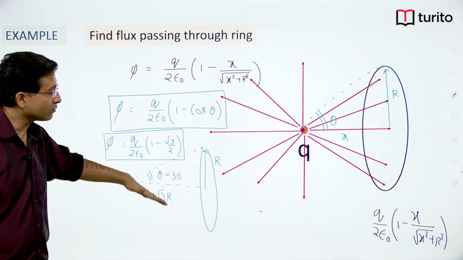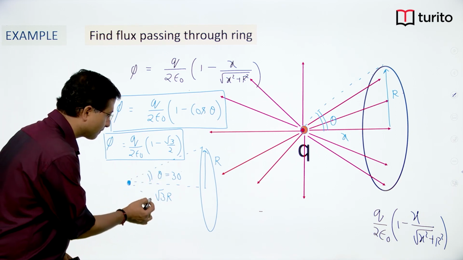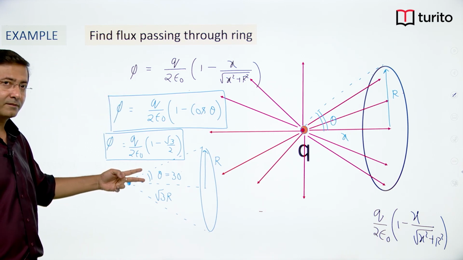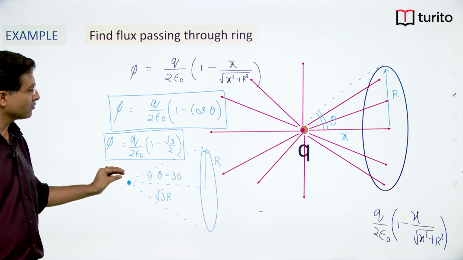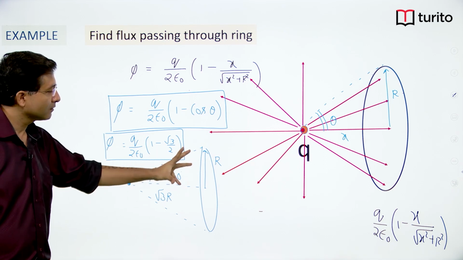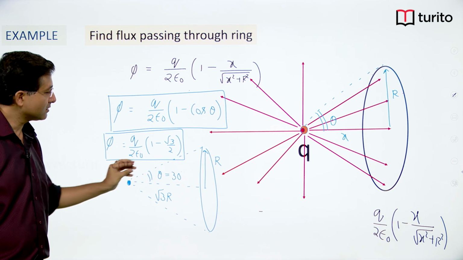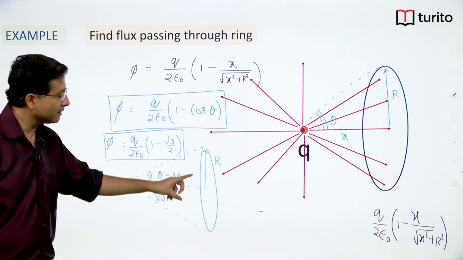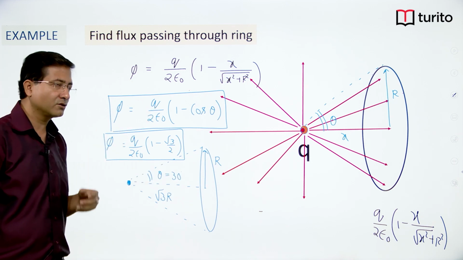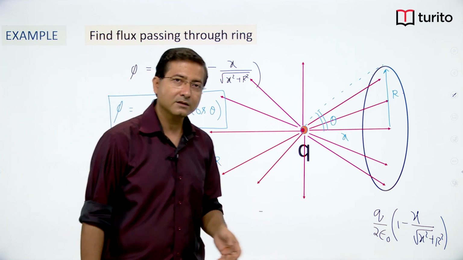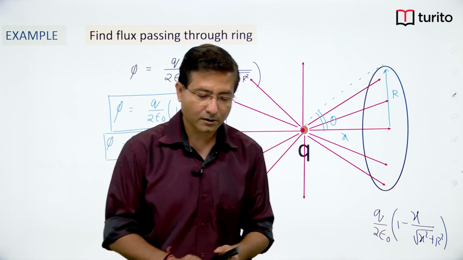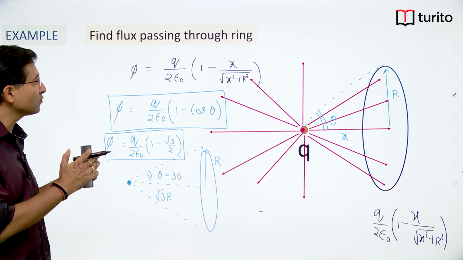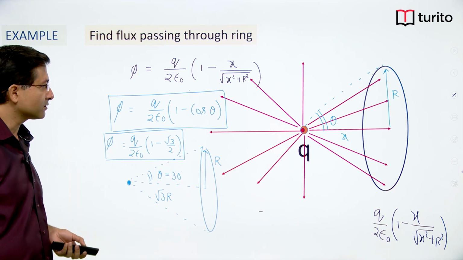Be careful, this is not the total angle. If I join it here, this is not the total angle subtended, this is a semi angle you can say. So, from here if I visualize an imaginary cone, this is the semi angle. The flux associated with the ring depends on this angle and the formula is q upon 2 epsilon naught in bracket 1 minus cos theta. So, I hope by now you have an idea of how to calculate flux for different situations.